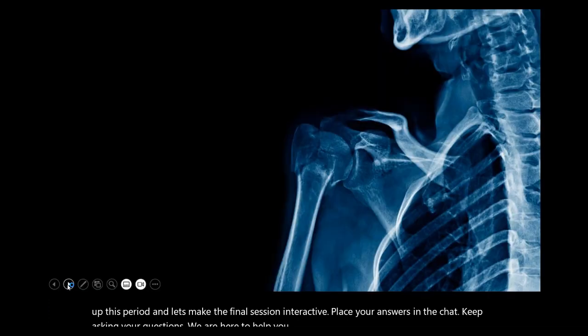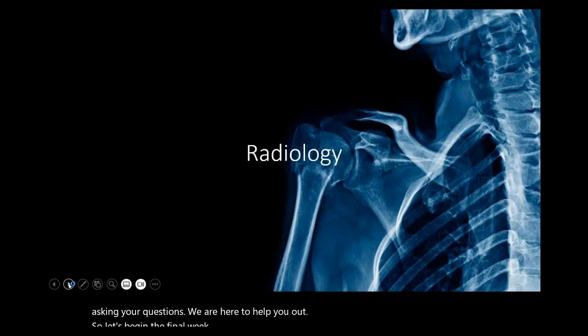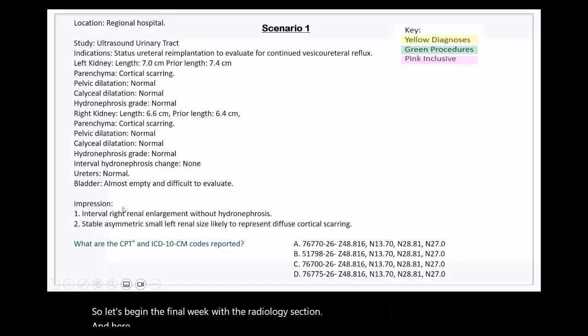So let's begin the final week with the radiology section. And here's your first scenario for the night. Let's welcome Ms. Katoya to read the first scenario. Ms. Katoya, please, and thank you.